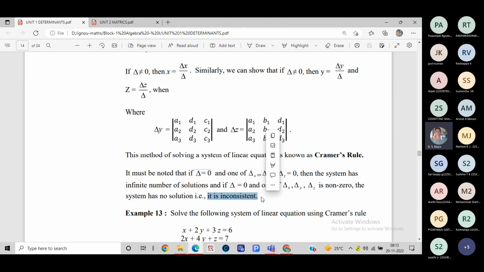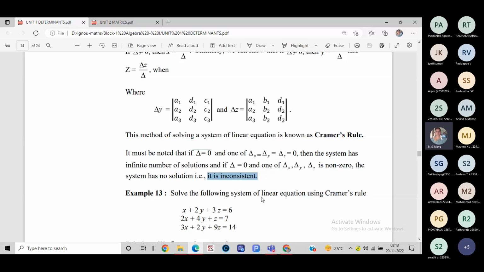Shall we go for the problem? Yes, ma'am. Can you copy the problem? Solve the following system of linear equations using Cramer's rule. x plus 2y plus 3z equal to 6. 2x plus 4y plus z is equal to 7. 3x plus 2y plus 9z is equal to 14.